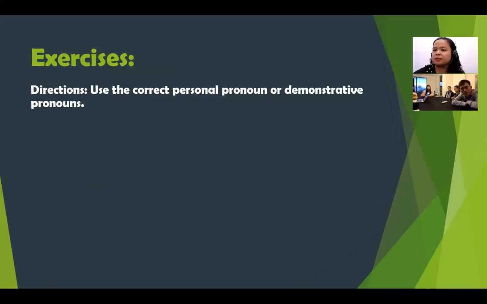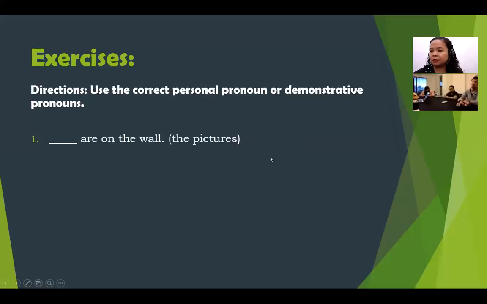Yes, so any questions, everyone? No questions. Let's have exercises. Use the correct personal pronoun or demonstrative pronoun. So the first one, who would like to answer? Tao Tao? Let's have number 1. The pictures are on the wall.